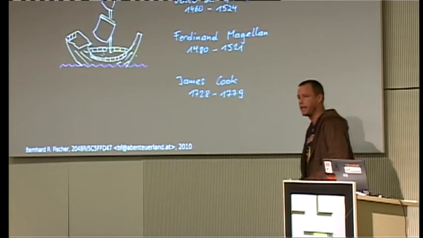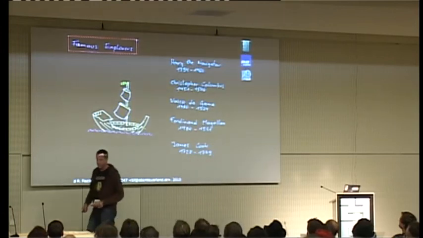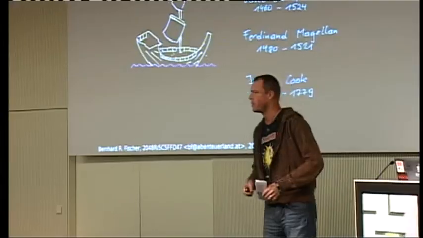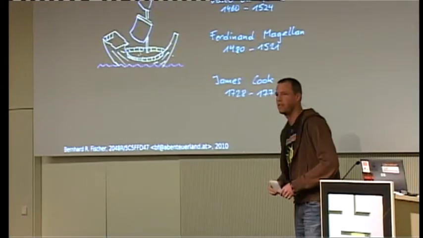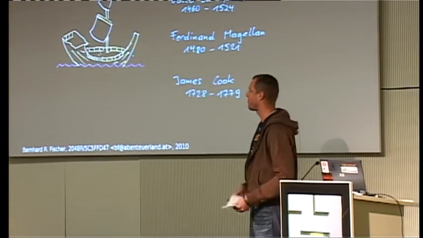Let's have a look at the history of seafaring. There are some famous guys. There are hundreds of famous guys; I just picked out some of them. There was Henry the Navigator. Actually, he was the one who discovered the whole coastline of Africa. The interesting thing about it is that he actually never was on a boat. He was just the organizer of those explorations.